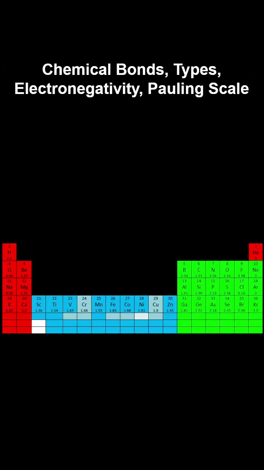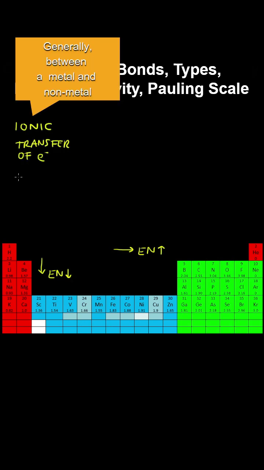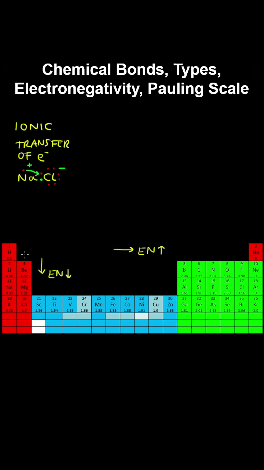Atoms achieve lower energy or a stable state when they form bonds in a chemical reaction. And using the Pauling scale, we can classify the different types of bonds based on a difference in electronegativity. Ionic bonds involve a transfer of electrons. For example, with sodium chloride, you end up with an ionic bond between the sodium cations and the chlorine anions. The difference in electronegativity of these elements is greater than 2.